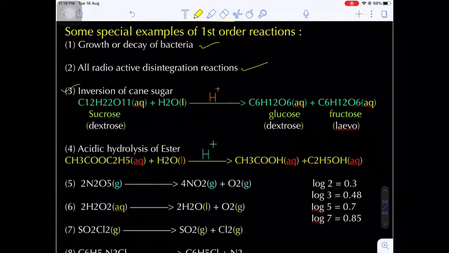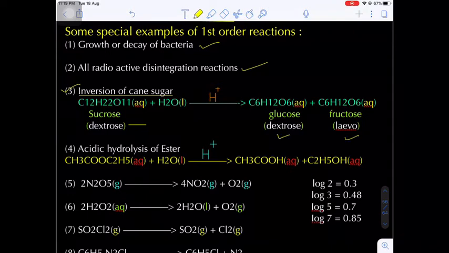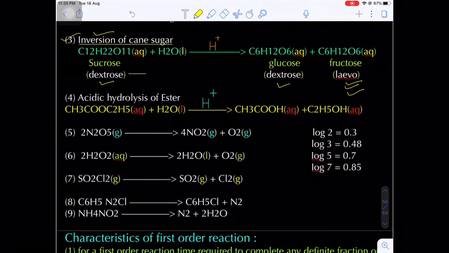Number 3: inversion of cane sugar. Sucrose undergoes hydrolysis in acidic medium to give glucose and fructose. This is called inversion, which is the inversion in the optical rotation. Sucrose is a dextrorotatory compound which gives glucose and fructose. Glucose is dextrorotatory and fructose is levorotatory, but the levorotatory will dominate the dextrorotatory. So overall the compound becomes levorotatory, starting from a dextrorotatory compound. So this is called inversion of cane sugar.